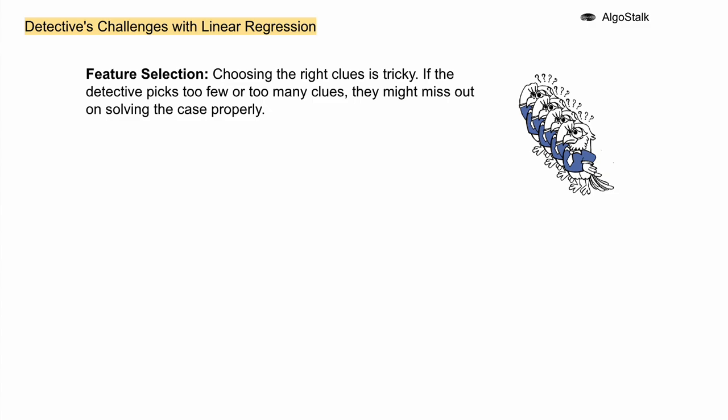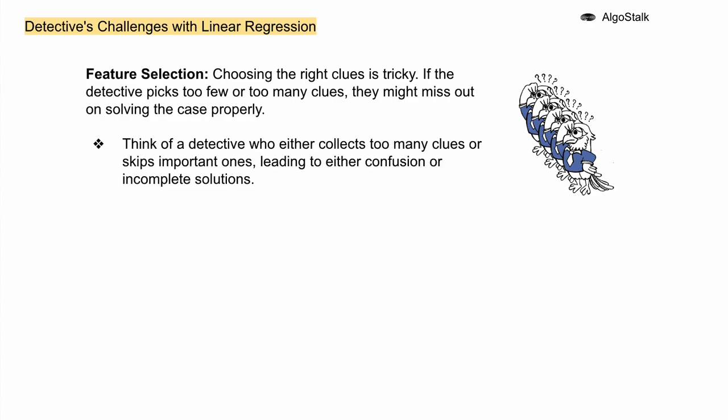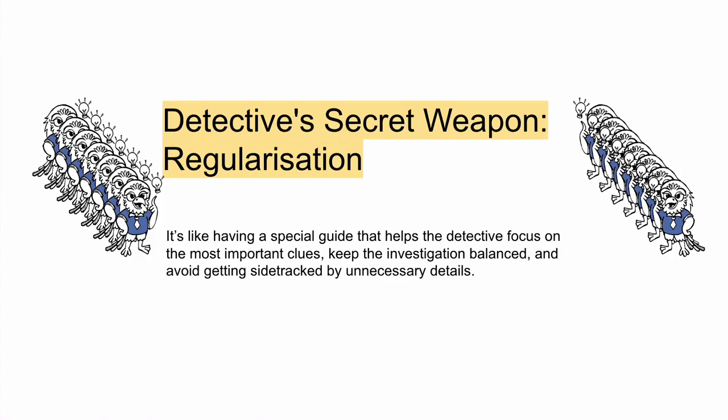If the detective picks too few or too many clues, they might miss out on solving the case properly. Think of a detective who either collects too many clues or skips important ones, leading to either confusion or incomplete solutions. We need a special guide that helps the detective focus on the most important clues, keep the investigation balanced, and avoid getting sidetracked by unnecessary details. This is where regularization helps.